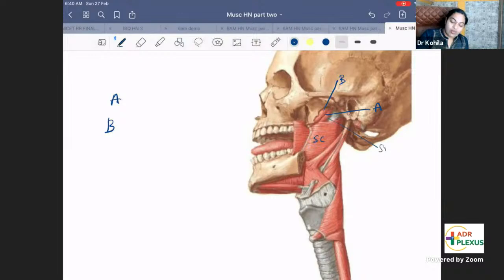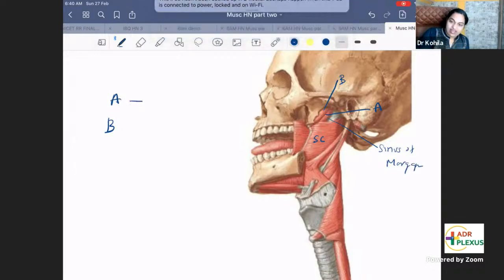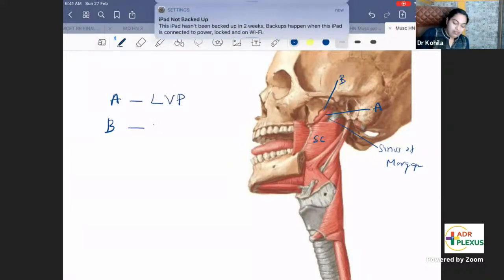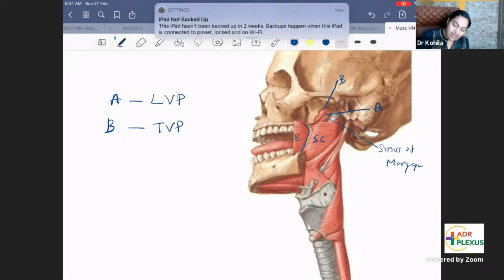The space above the superior constrictor, the sinus of Morgagni, is traversed by the tendon of A. A is, yes, very good, very good. Now do you understand how to find it? B will be tensor veli palatini. B is lateral. Okay, A is medial.